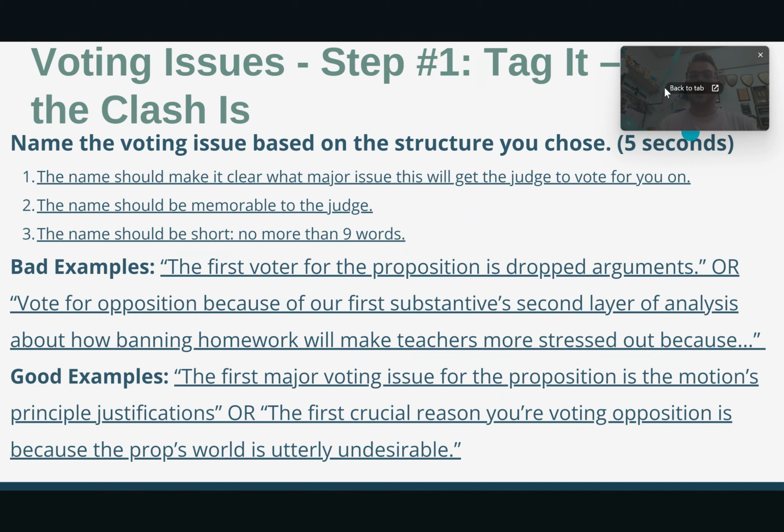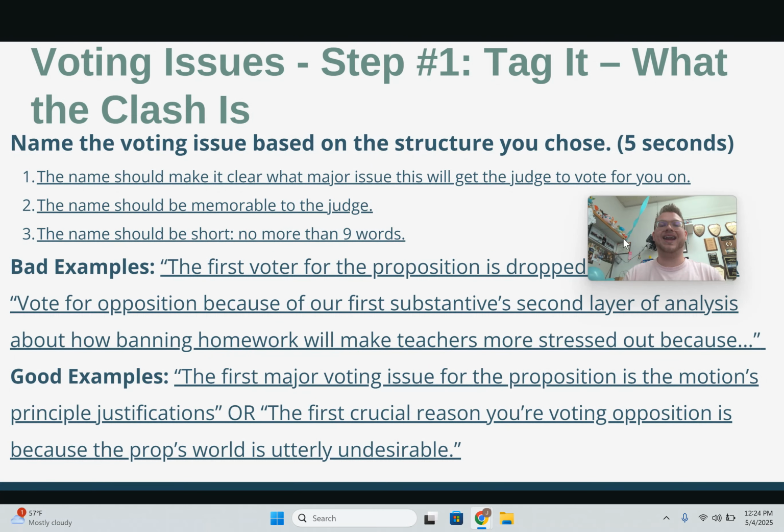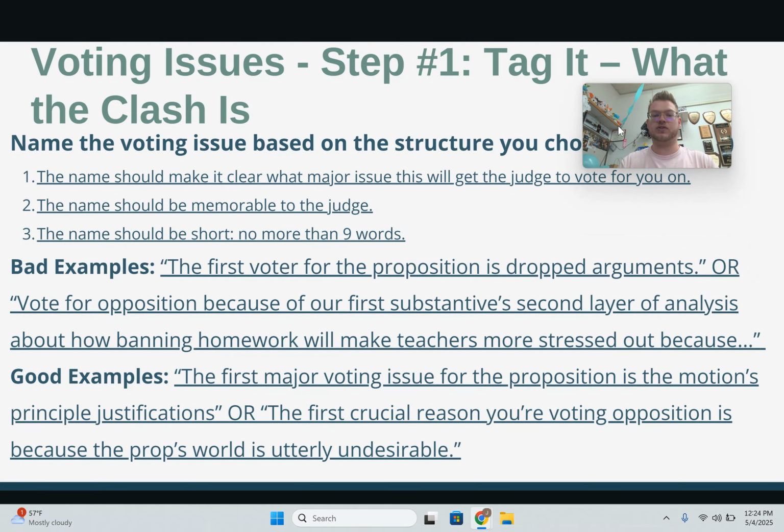So now let's talk about how we tag the argument. You're first going to name the voting issue based on the structure you chose. So their world, the principle, first main issue, the actor in the resolution, right? Give us a clear name of the clash, but it should be short.